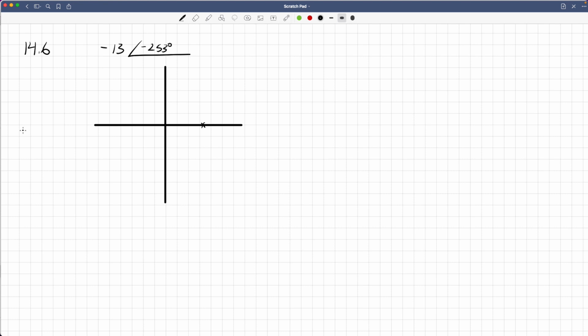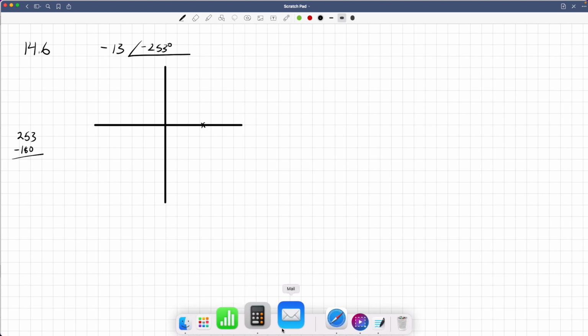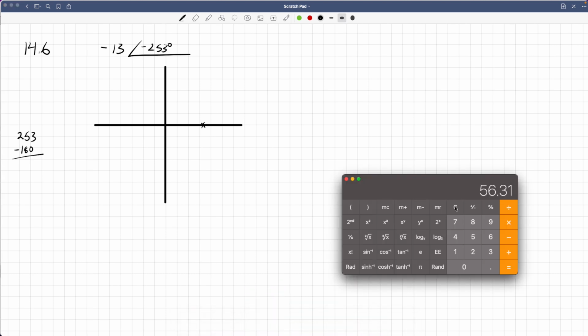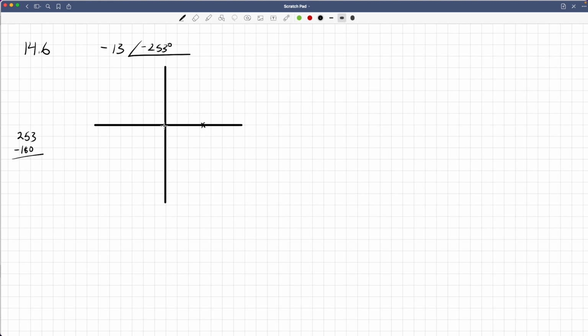So I'm going to say 253 minus 180. So if I do that on my calculator, 253 minus 180. That's 73 degrees. So from here to here, I'm going to go 73 degrees. It's going to be really tight. So I am going to try to draw, it's going to be about like that.